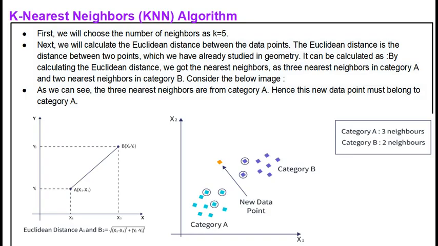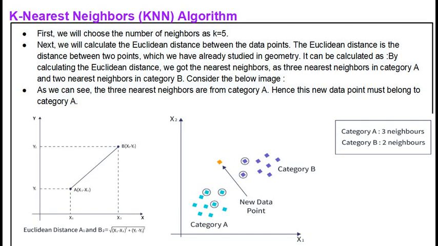So this slide shows how we choose the number of neighbors, for example, K equal to 5. How do we select K equal to 5? For that, we find the distance between the data points using a distance metric. The most commonly used metric is the Euclidean distance. The formula is: square root of (x2 minus x1) whole squared plus (y2 minus y1) whole squared.